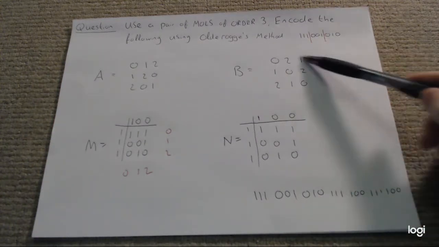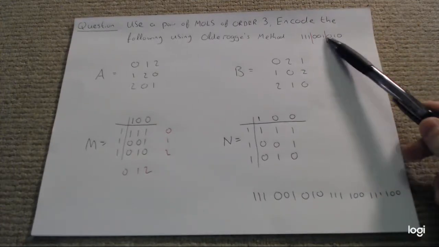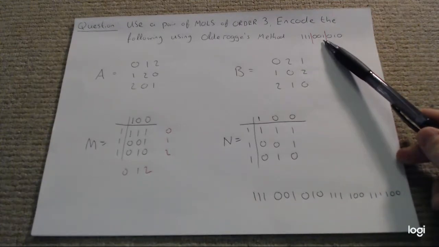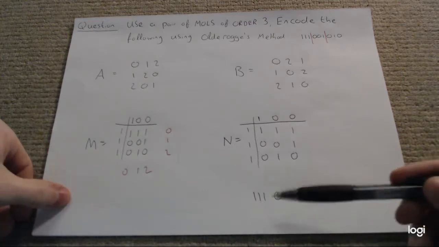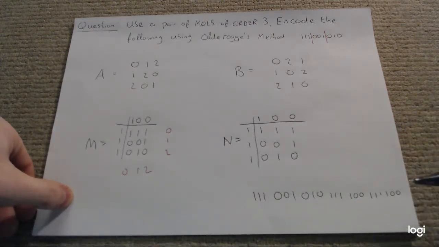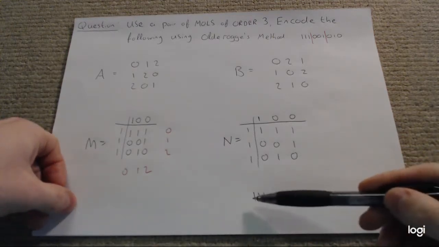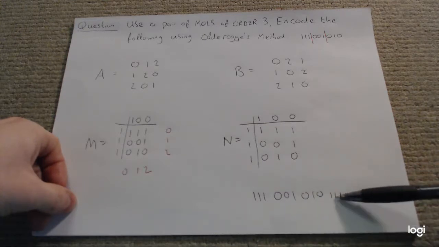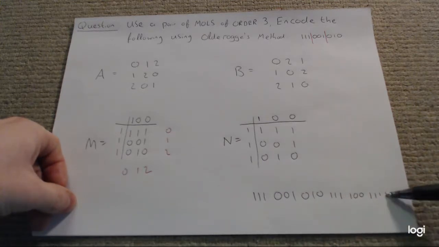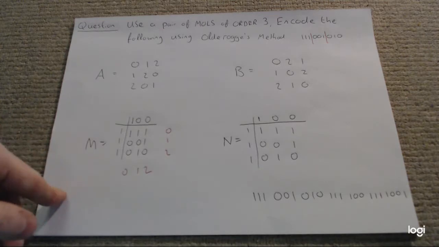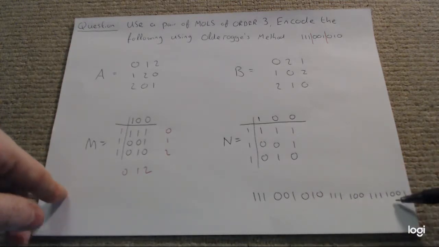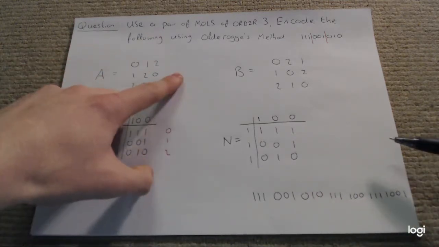So for every one of these, I think it's 3 squared, you would have 4 lots of 3 parity bits plus a 1 on the end, and that 1 is either going to be a 0 or 1, depending on what makes this code word have an even weight. So we've got 1 2 3 4 5 6 7 8 9 10 11 12 13. It's an odd weight, so we put a 1 on the end. If that was an even weight, we would have put a 0 there. And that is our encoded message using Olderogge's method.